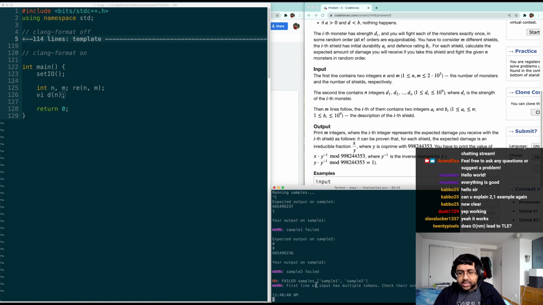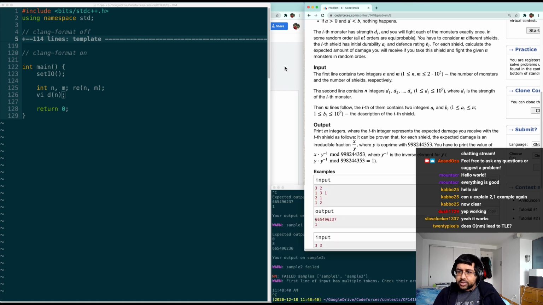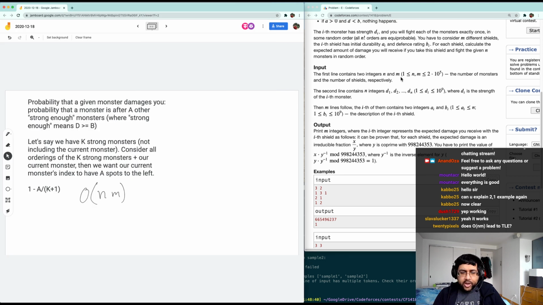Does O of nm lead to TLE? Great question. I kind of brushed past that, but yeah. So O of nm would lead to TLE, and the reason for that is that n and m are less than or equal to 2 times 10 to the fifth. So then this would give us about 4 times 10 to the 10th operations. And my rule of thumb is that less than or equal to 10 to the 8th is good, and greater than or equal to 10 to the 9th is bad. So yeah, O of n times m would definitely lead to TLE here.